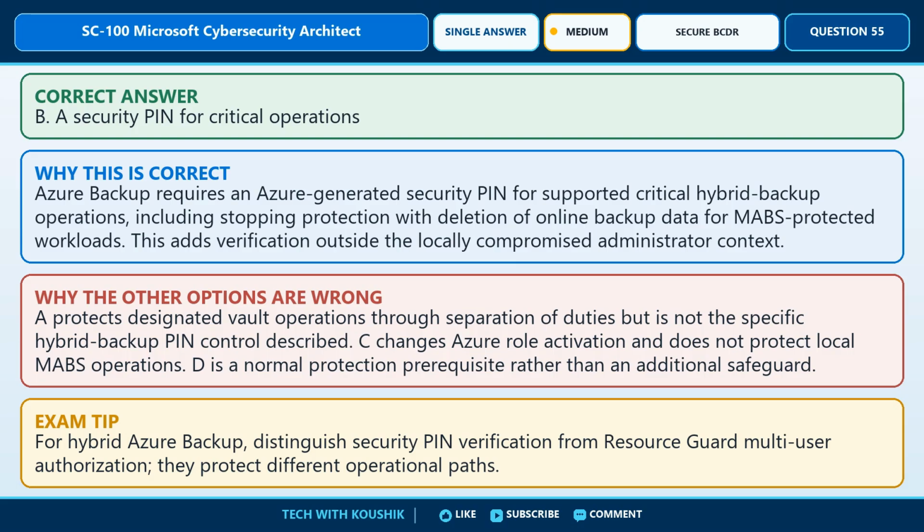Why are the other options not correct? A protects designated vault operations through separation of duties, but is not the specific hybrid backup pin control described. C changes Azure role activation and does not protect local MABS operations. D is a normal protection prerequisite rather than an additional safeguard. Exam tip. For hybrid Azure backup, distinguish security pin verification from resource guard multi-user authorization. They protect different operational paths.